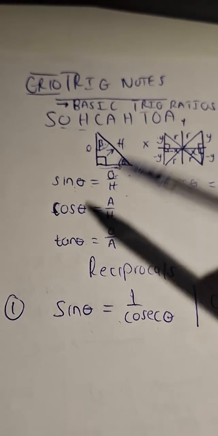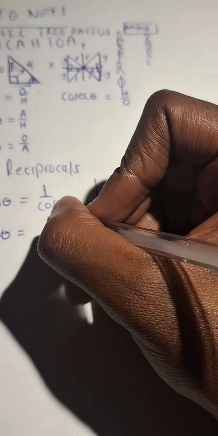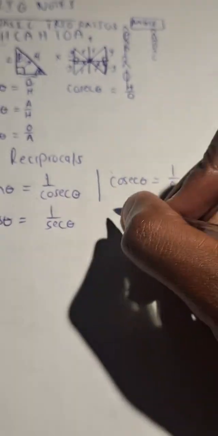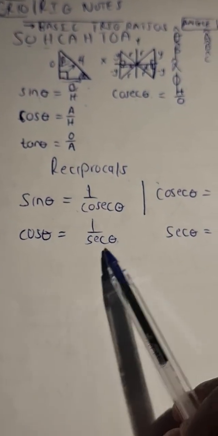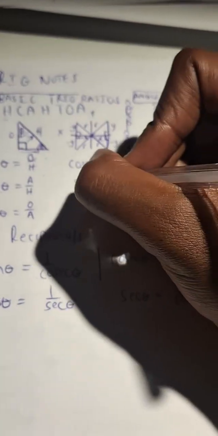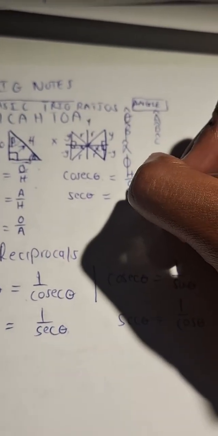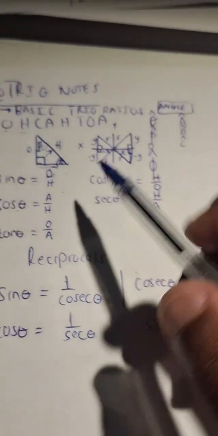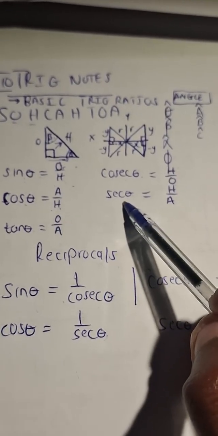Now let's move on to cos. Cos theta has a reciprocal trig ratio of 1 over sec. Or we can say sec theta is 1 over cos. The reciprocal trig ratio of cos is sec. So cos is adjacent over hypotenuse, whereas sec theta is hypotenuse over adjacent. It is the inverse or the reciprocal of cos. That's what sec is.